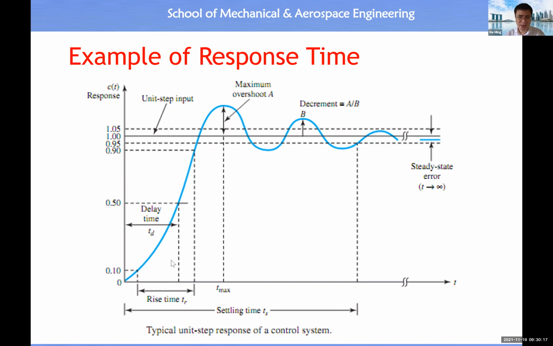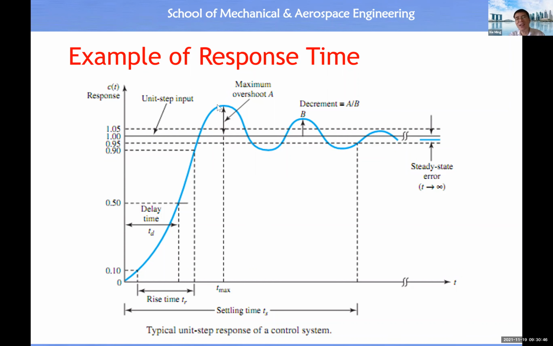One is the time for the output to move from 10% of the desired output to reach 90% of the desired output. Another definition is the time taken by the output to reach the desired output for the first time. Because you see, from zero, for the first time it will reach here. But due to overshoot, it will not stabilize later.